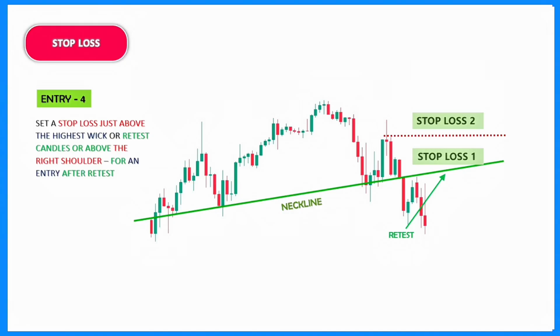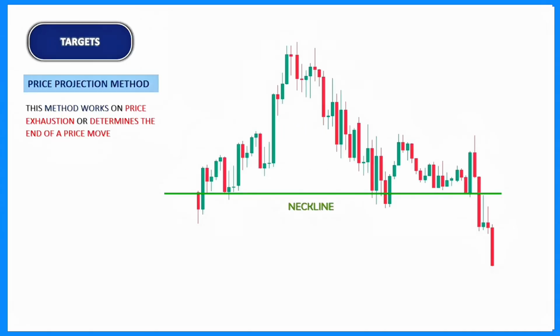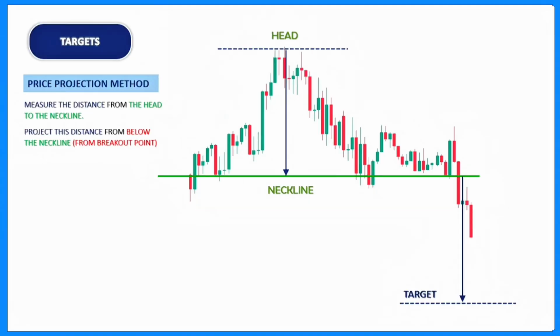Now let's move on to how to exit your trade for maximum profit. There are 3 popular exit techniques you can use: the price projection method, the trailing stop loss method, and a combination approach using both. Let's go through them one by one. The price projection method is a classic charting approach used to estimate where the move might end. It focuses on price exhaustion. Here's how it works. Measure the vertical distance from the head to the neckline, then project that same distance downwards from the neckline. That projected level becomes your price target.